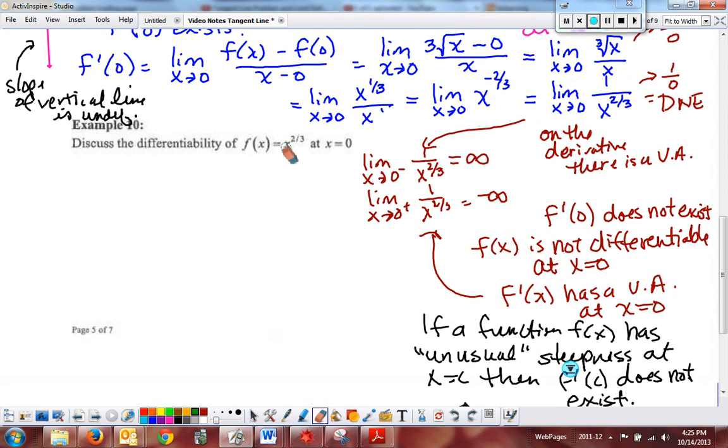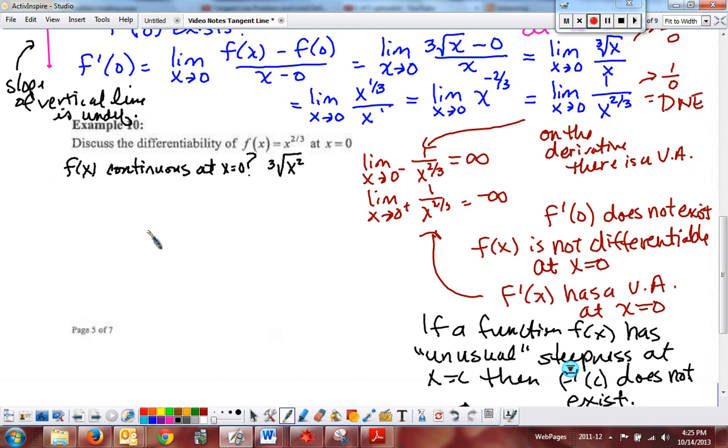Let's look at the differentiability of x to the 2/3. Maybe let's remind ourselves what this means in terms of a function. This is the cube root of x squared, just to remind you. Is f of x continuous at x equal to 0? Let's ask that question before I talk about the differentiability.